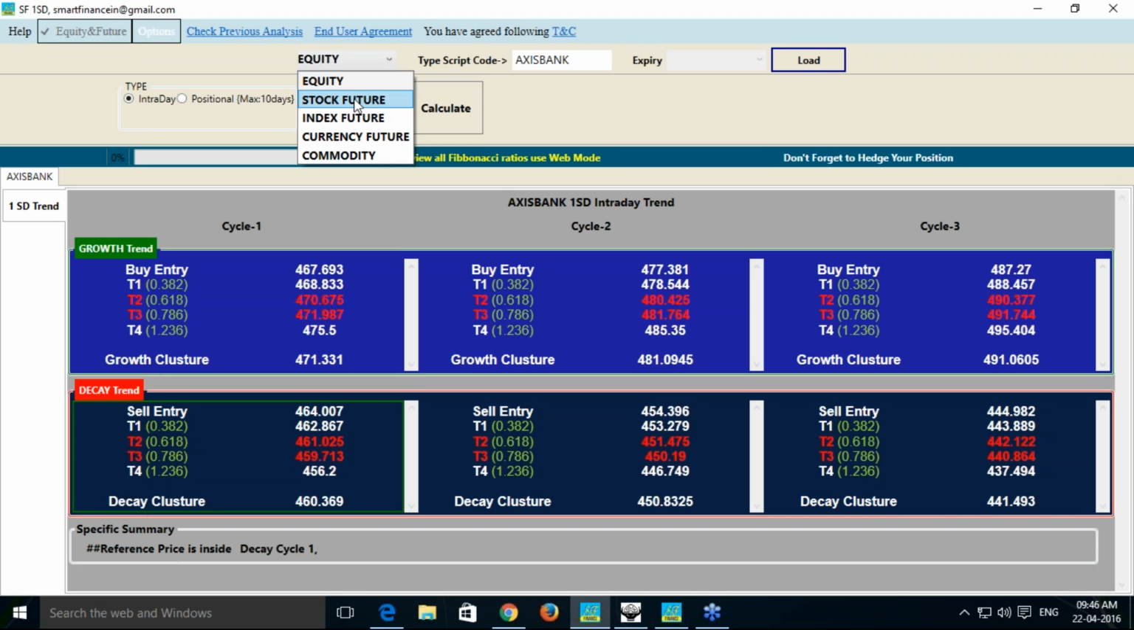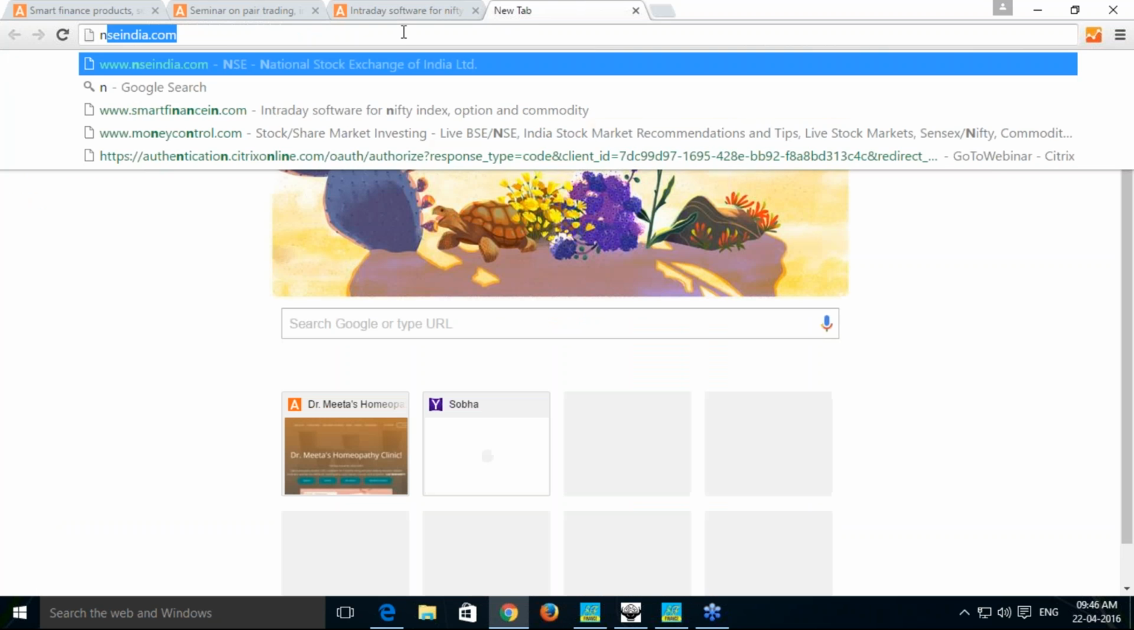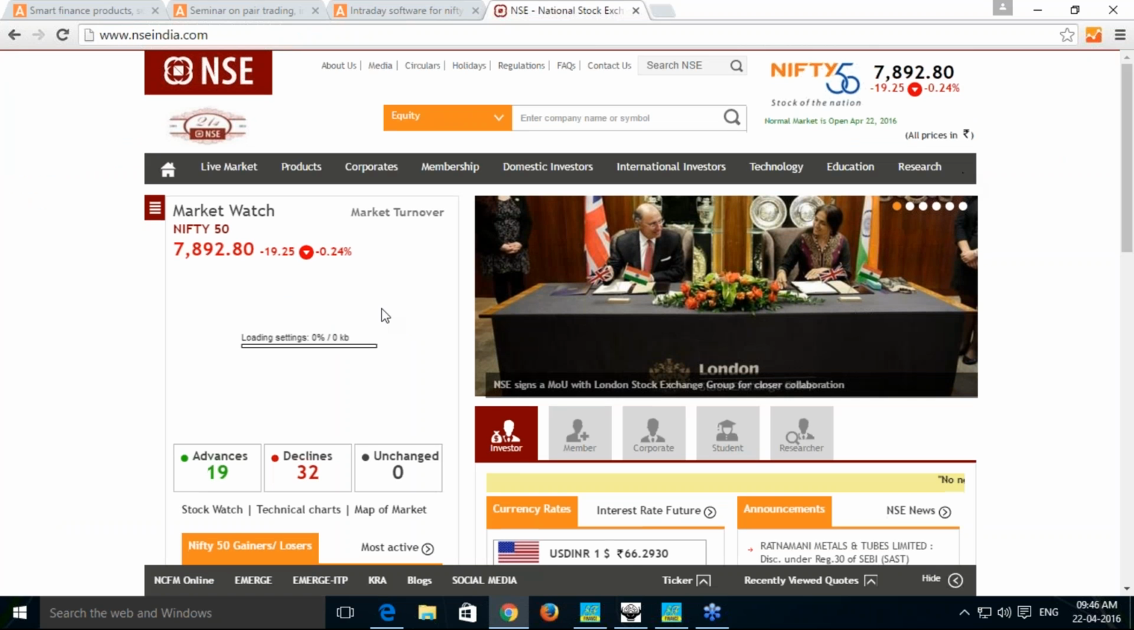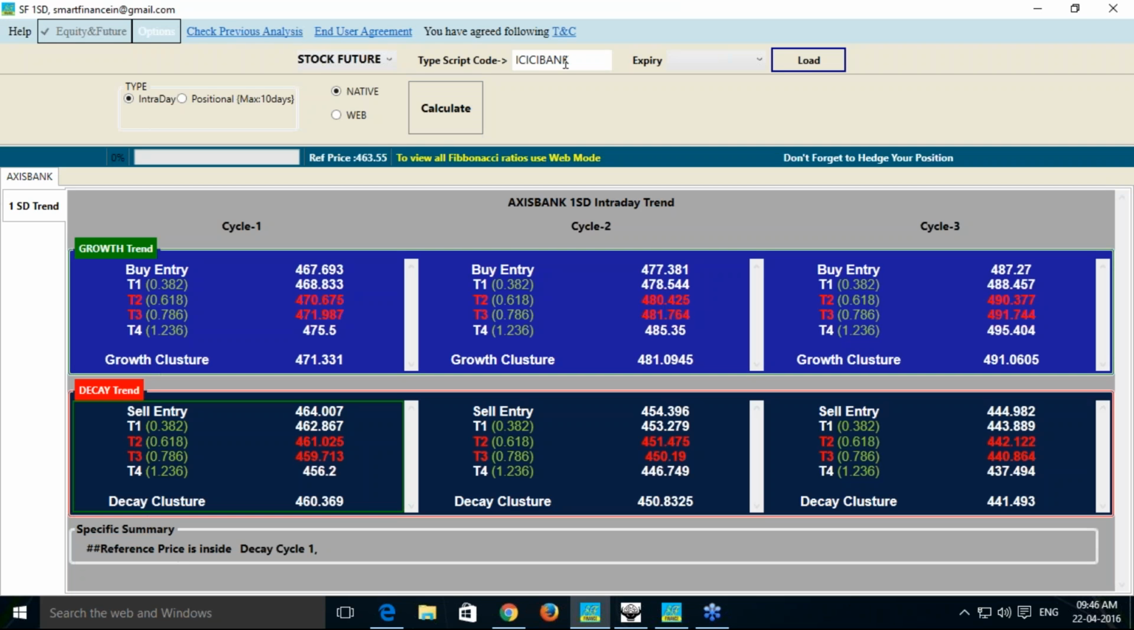We will also look at stock futures. Let me see which one is the most active stock future, and I am going to show you. Any stock which is more active for the day, let us take that particular stock into account. Tata Steel is more active. IndusInd Bank is also active. So let me take Tata Steel.